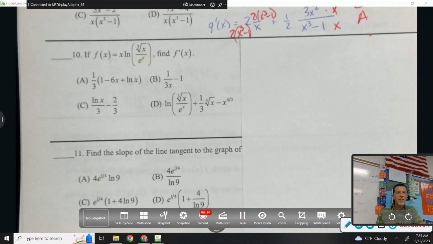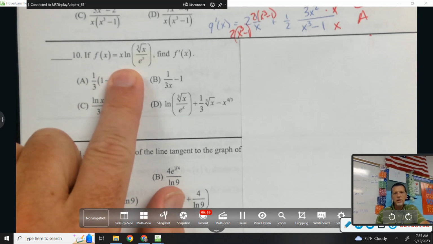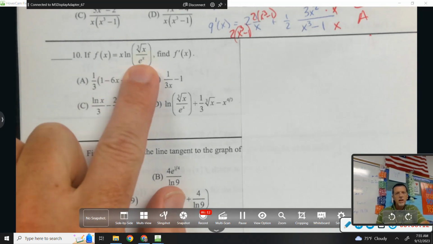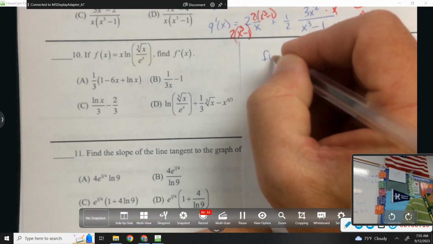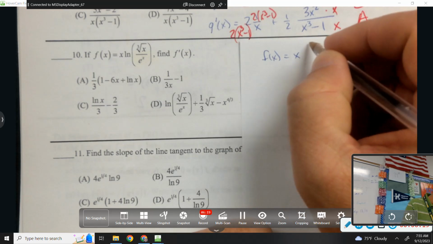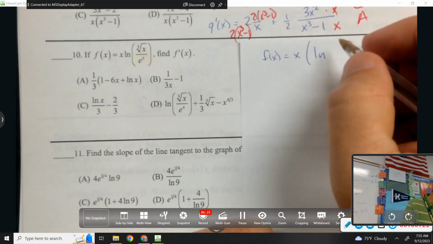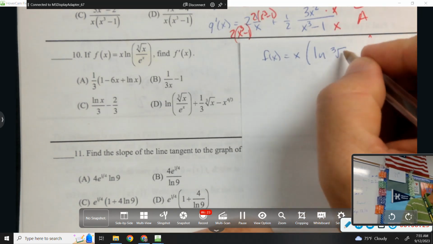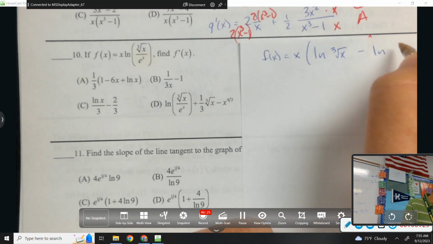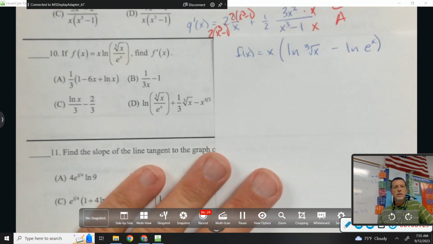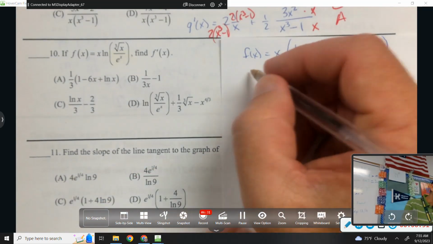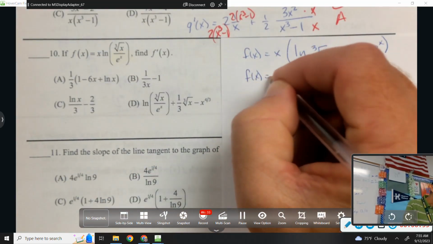Oof. X times natural log of that ugly thing. So already I'm thinking product rule. And then within that, I want to break that up. I don't want to mess with that as it is. So natural log of cube root of x minus natural log of e to the x. All right, I've got some algebra stuff to do before I think about derivatives.